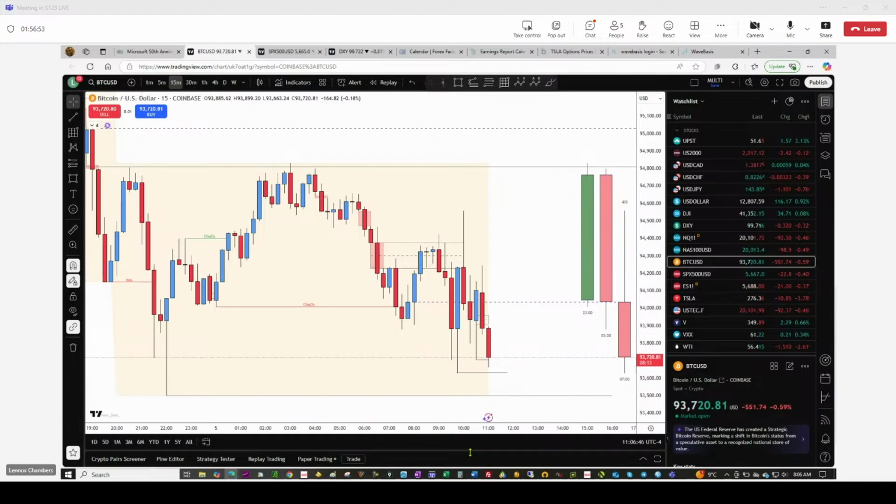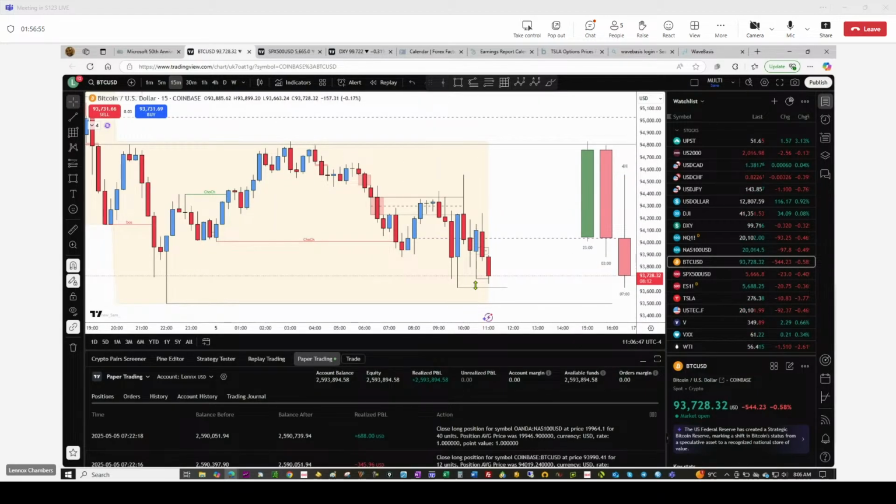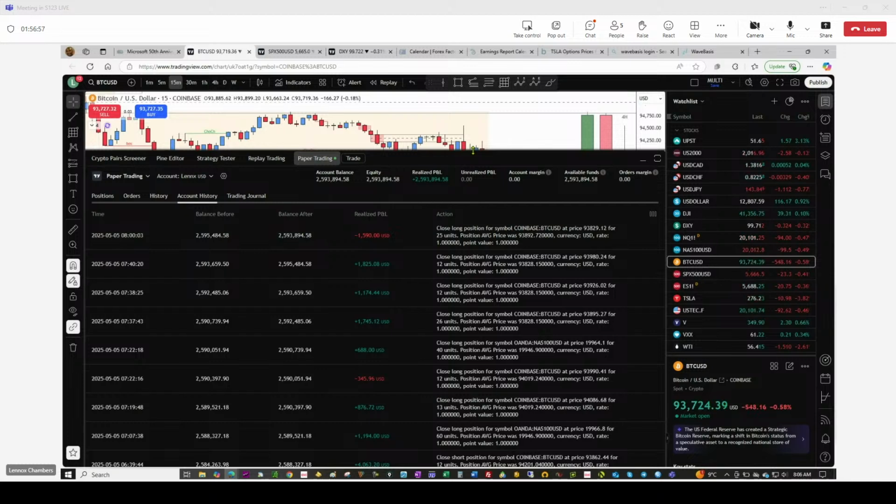So not bad trading. I've got a couple of losses, but this one wipes out that one. So I've got good profits overall this morning. Not too shabby. I'll take that.